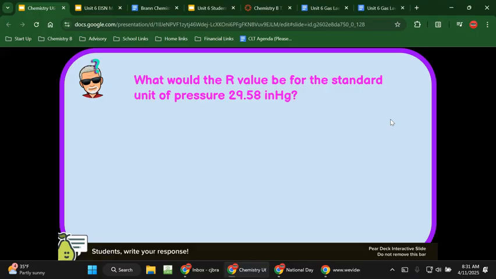I'll give you a hint. You are using PV equals nRT to solve this, ladies and gentlemen. And what are you solving for? What is it asking you to calculate? The R value. The R. So you're solving for R.